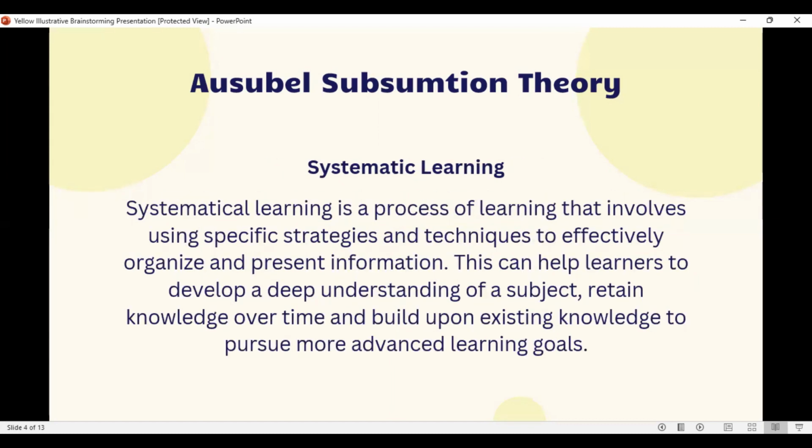Second is systematic learning. Systematic learning is a process of learning that involves using specific strategies and techniques to effectively organize and present information. This can help learners to develop a deep understanding of a subject, retain knowledge over time, and build upon existing knowledge to pursue more advanced learning goals.